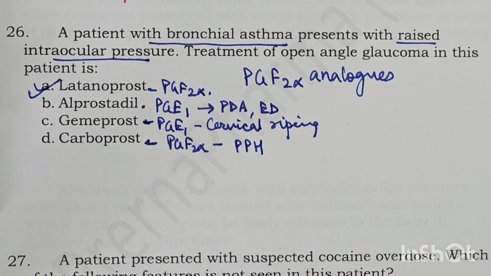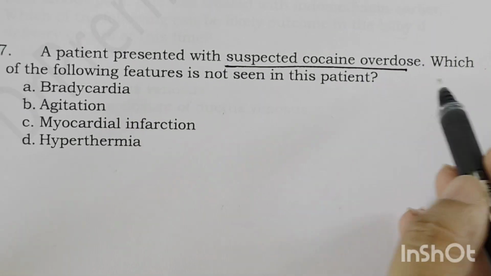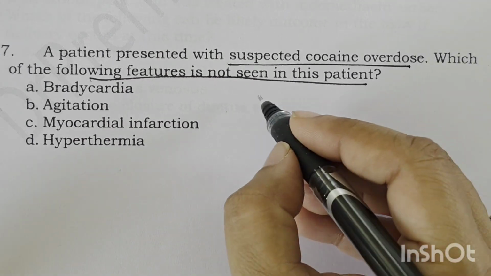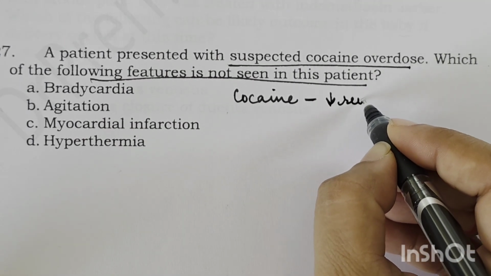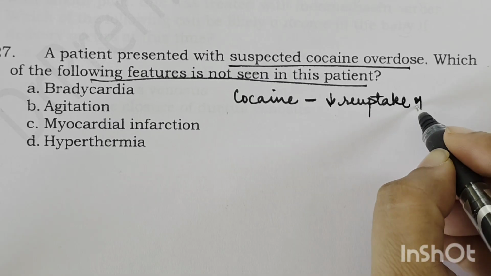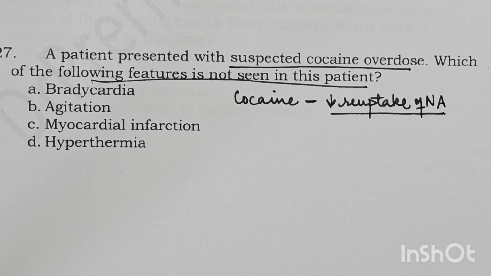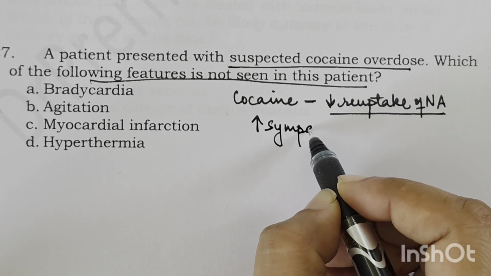Next question. A patient presented with suspected cocaine overdose. Which of the following features is not seen? Now what is the mechanism of cocaine? Let us first understand that. Cocaine will inhibit the reuptake of noradrenaline. So it will increase the amount of noradrenaline in the synaptic cleft. So there will be increased sympathetic effects by cocaine.